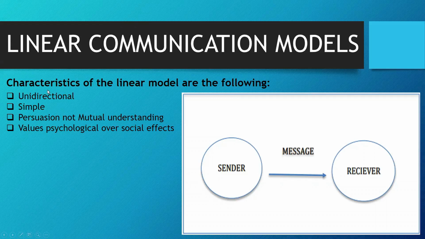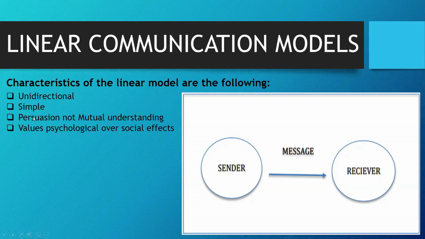From the word itself, uni means one direction, meaning to say it is one-way communication. So the sender will send the message to the receiver with or without effect. For example, the sender will transmit a message to the receiver, while the receiver will only receive the message without expecting feedback or response. So that is unidirectional, meaning it is one direction or one-way communication.